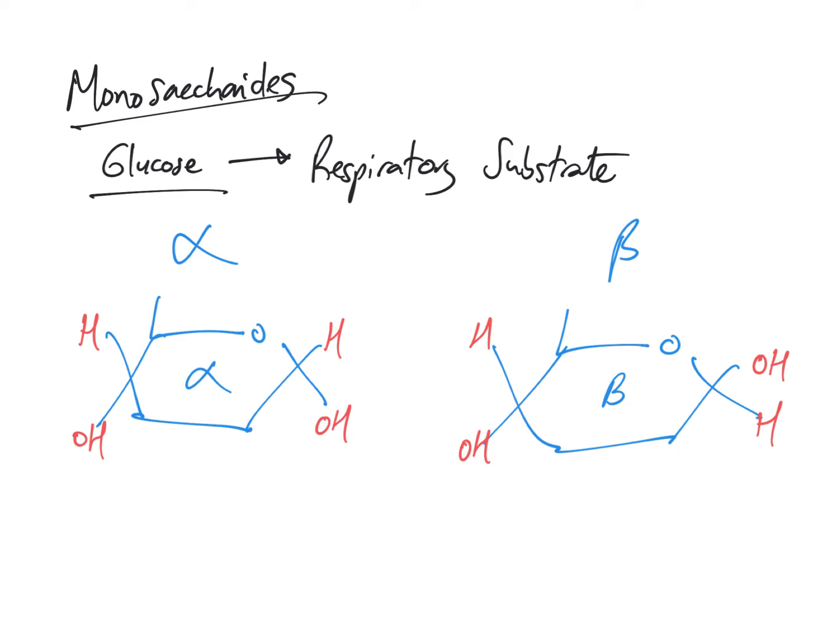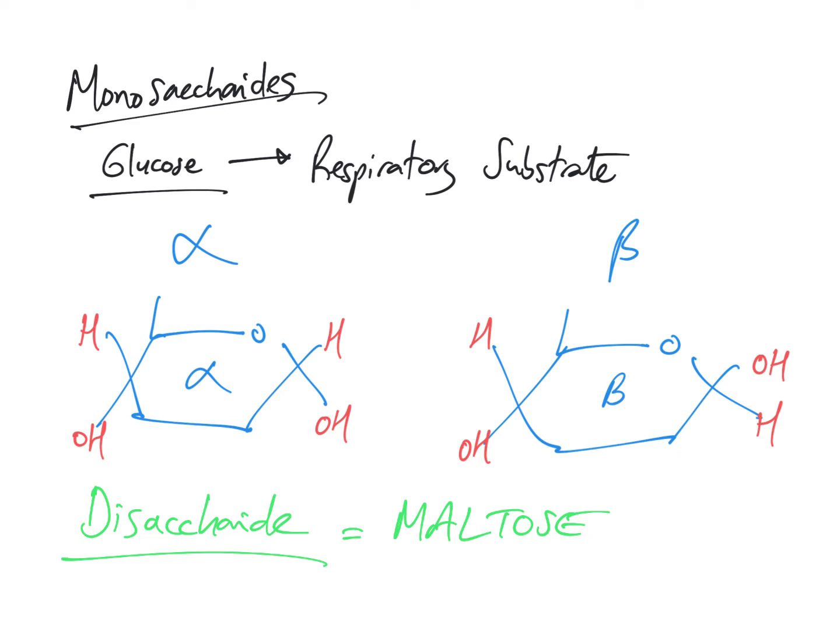Okay? So, we're now going to move on to looking at disaccharides. I'll talk about the importance of both of them in a second, but we'll now look at disaccharides. Again, if glucose is the most important monosaccharide, the most important disaccharide is maltose, because maltose is what happens when glucose combines with glucose.